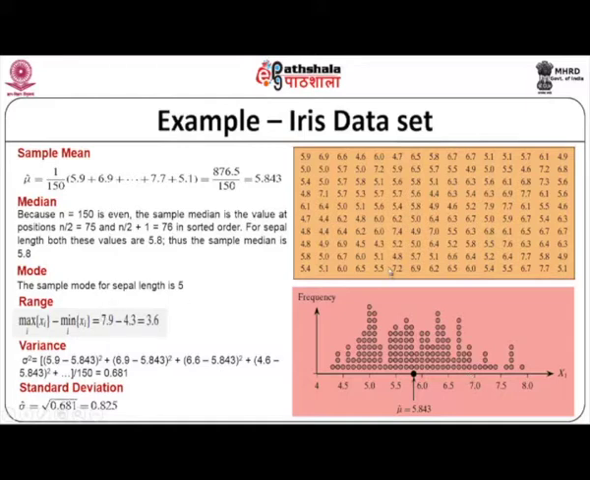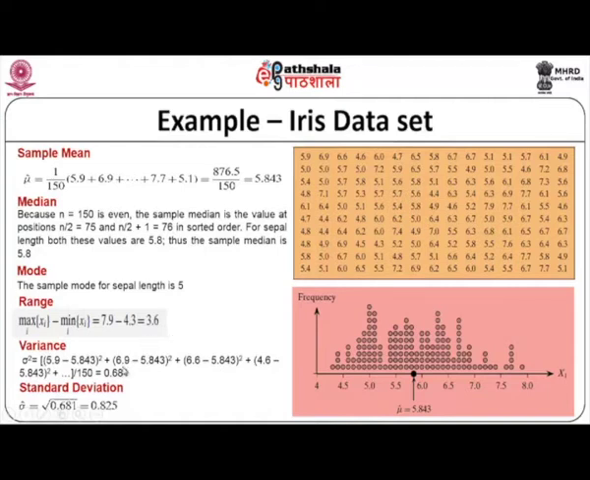The range for the given data set is given by the minimum and maximum values. The minimum value as indicated in this chart is 4.3, and the maximum value indicated in the chart is 7.9. Therefore the range is 7.9 minus 4.3, that is the difference between the maximum value and the minimum value, which is 3.6.